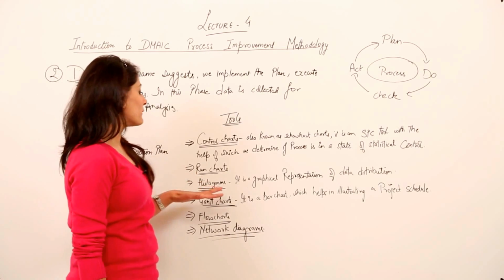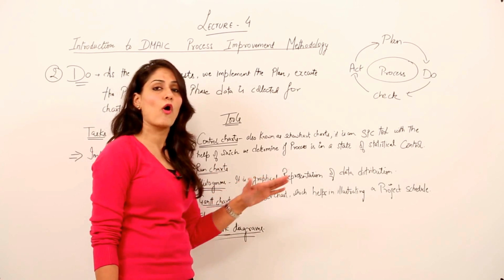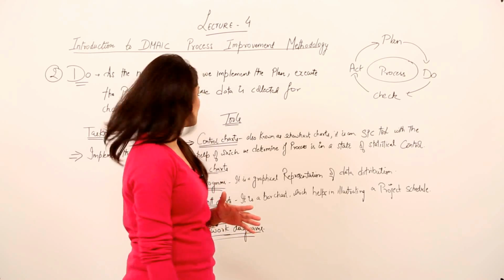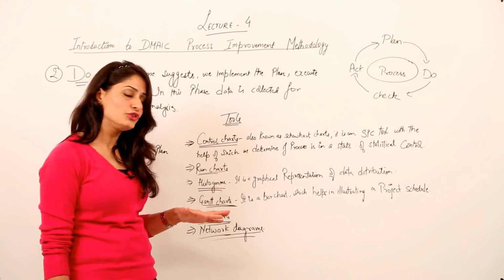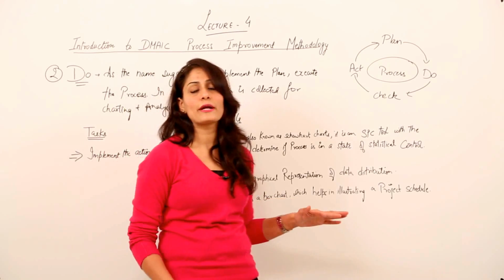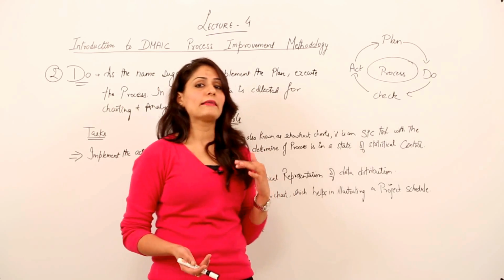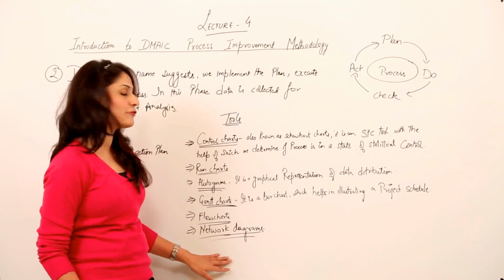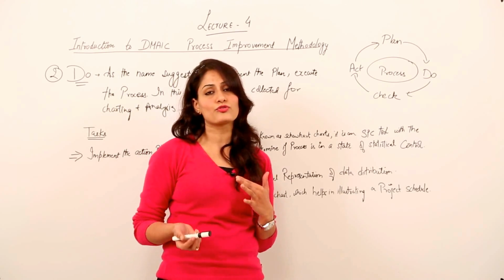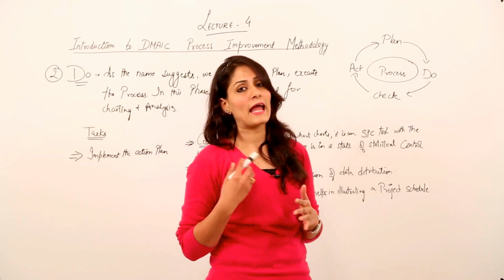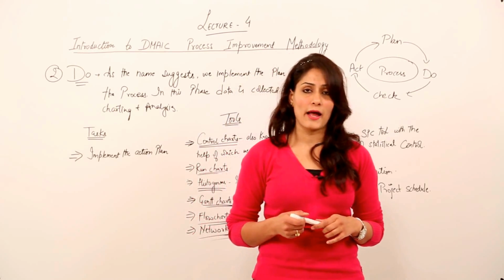These are very popular. It's a graphical representation of data distribution. Then we have Gantt charts. It is a kind of a bar chart which helps in illustrating the project schedule. And then we have flow charts and network diagrams. These are all the tools which we can use in the do stage, with the help of which we can execute and implement our plan.